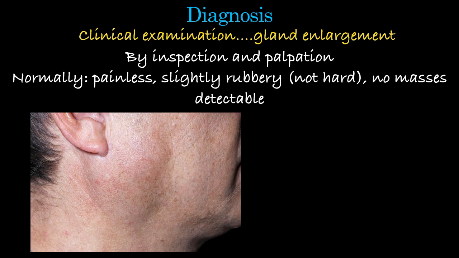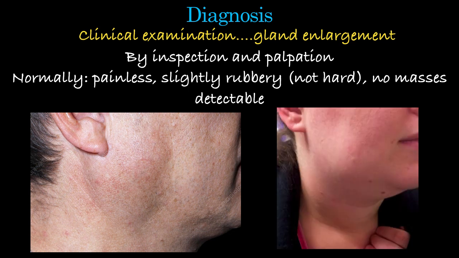This is a patient with parotid gland enlargement. We can see the elevation of the earlobe and the diffuse enlargement of the parotid gland. The other picture shows a patient with submandibular gland enlargement.